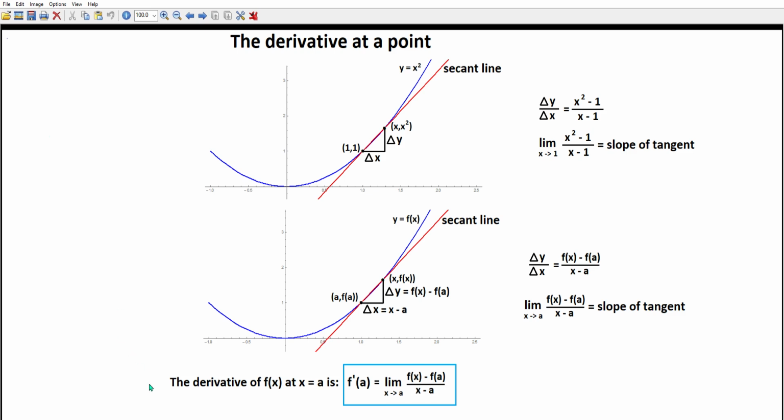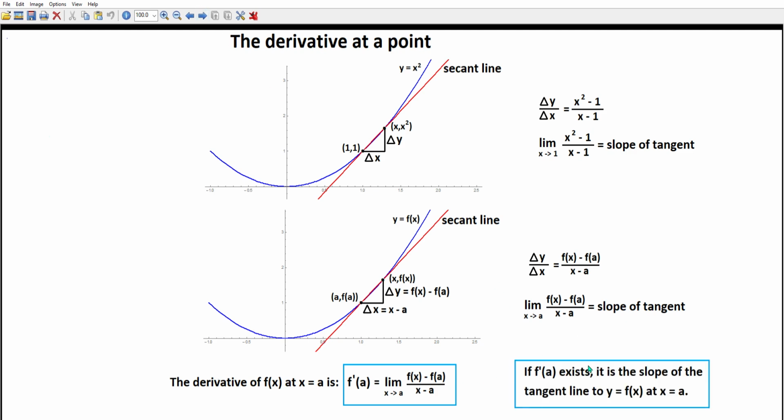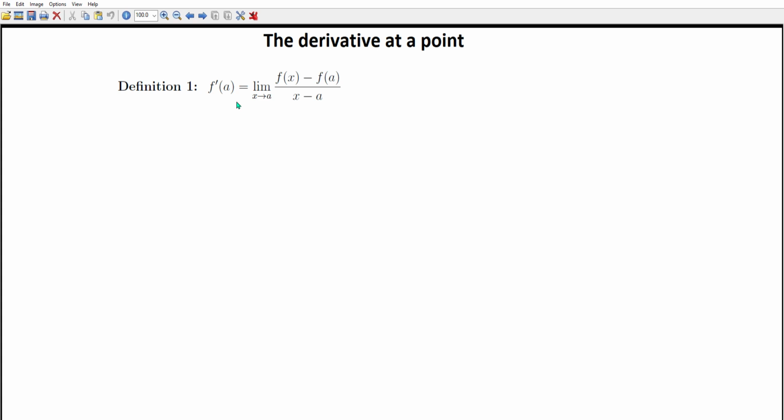The derivative of f of x at x equals a is this limit. Okay, so this is the definition of the derivative. The notation here is f prime of a, and that means calculate this limit. If that limit exists, it's the slope of the tangent line to y equals f of x at x equals a. So here's our definition of f prime of a, and now let's see how it can be used to calculate slopes of tangents for specific functions.